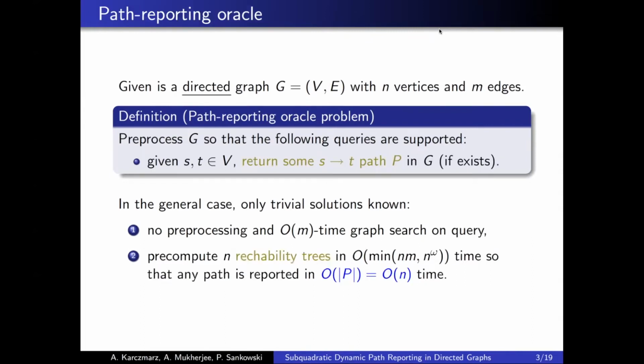A more general question is that of path reporting oracles, where the goal is to output some S to T path in G, if it exists. Again, the solutions are to not do any pre-processing and, using a graph search method, output a path in order m time, or to pre-compute n reachability trees in time minimum of mn and n to the omega, so that any path can be reported in time order of the length of the path, which is order n.